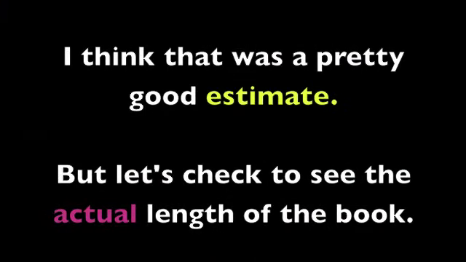I'm going to measure the height of this, and I'm going to use my thumb, so I'm going to get it ready, and I'm going to say this is about 1, 2, 3, 4, 5, 6. I'm going to say about 6 inches long. Remember, your knuckle to the end of your thumb is about 1 inch. I think that was a pretty good estimate, but let's check to see the actual length of the book using our ruler.